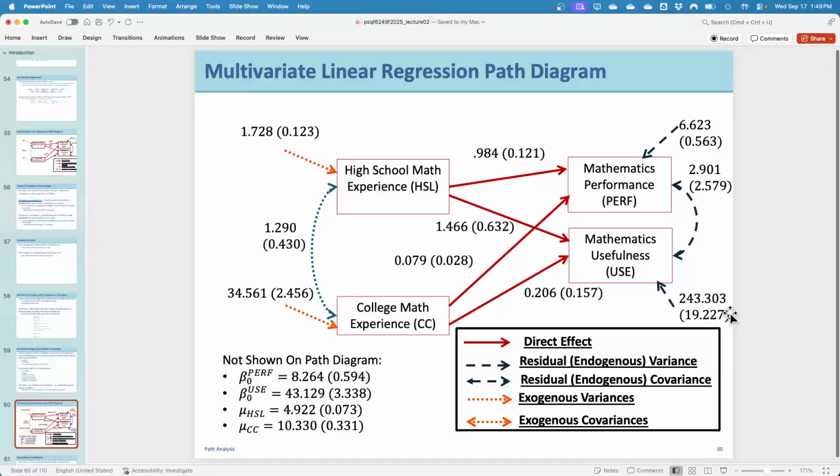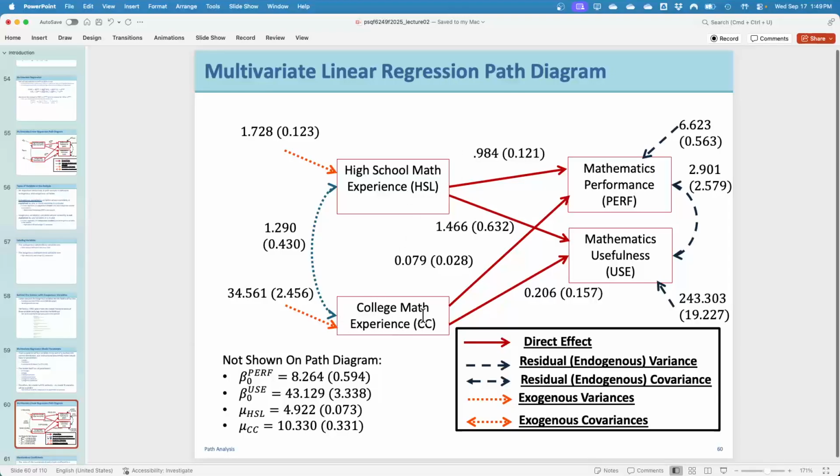This comes straight from the lavaan output from the model itself. But you can see each of these values right here. The slope for high school math on performance is 0.984. That means for every one more class of high school math, you would get almost one point more on the performance test. I think it was an 18-item performance test.